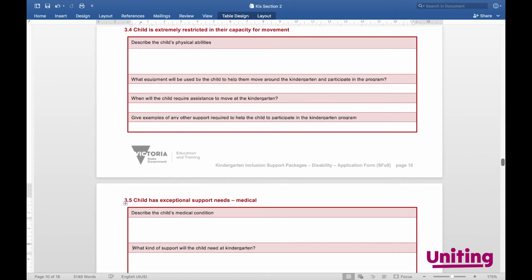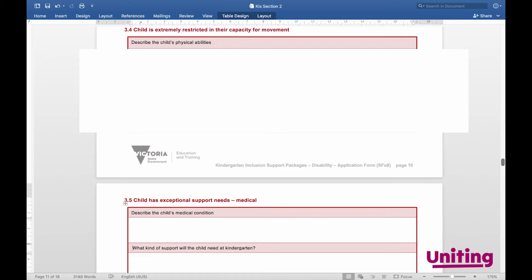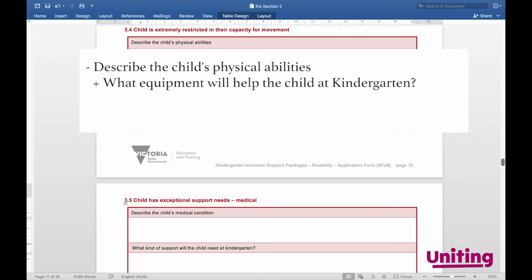3.4. Child is extremely restricted in their capacity for movement. If you're applying in this area, you would need to describe the child's physical abilities. Include any equipment that will be used by the child to help them move around the kindergarten to participate in the program. Also include when the child requires assistance to move around the kindergarten.